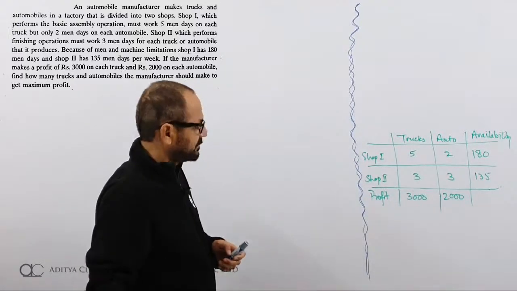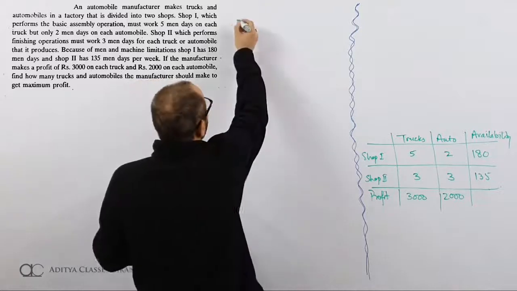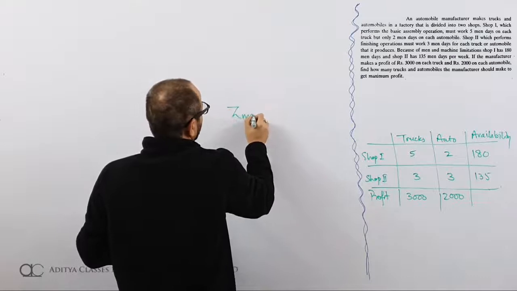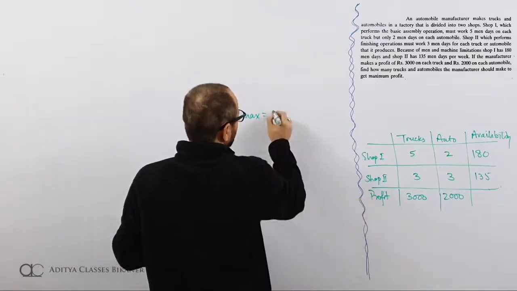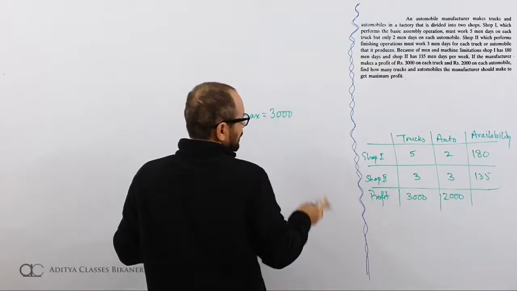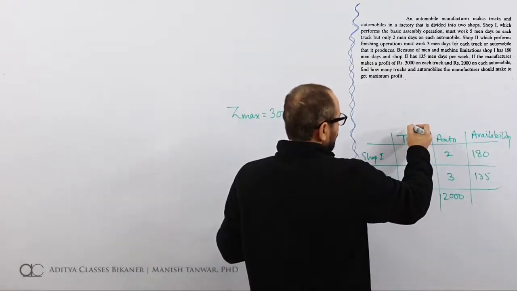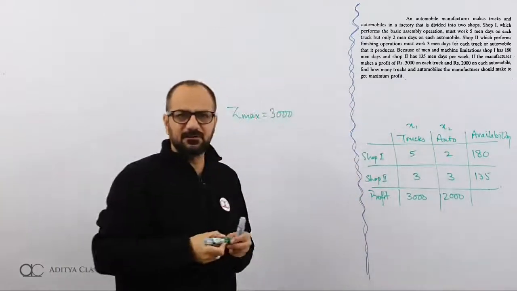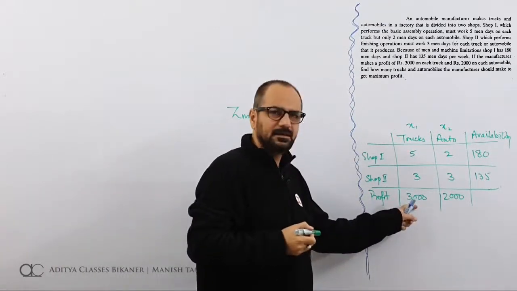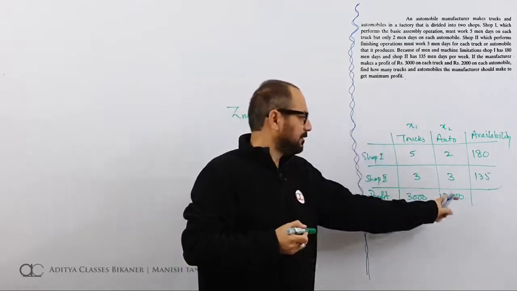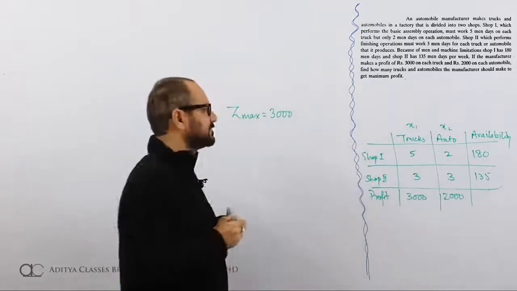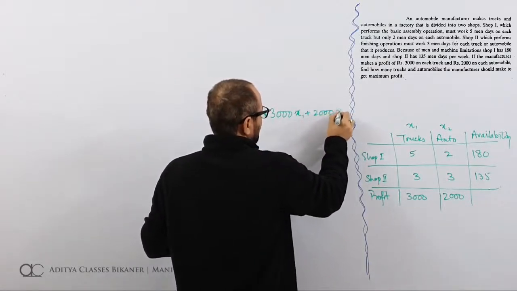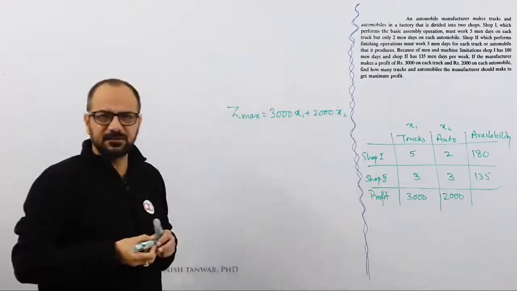If we go towards the formulation of this, I wish to maximize my profit coming from 3,000. Now we need to give them some names. We could call this X1 and X2. If I am producing X1 number of trucks, then the profit would be 3,000 multiplied by X1 plus 2,000 multiplied by X2. This will be my total profit, 3,000 X1 plus 2,000 X2. This is my objective function.